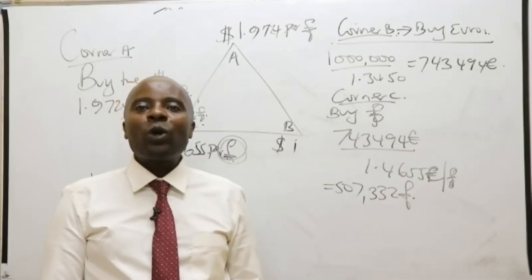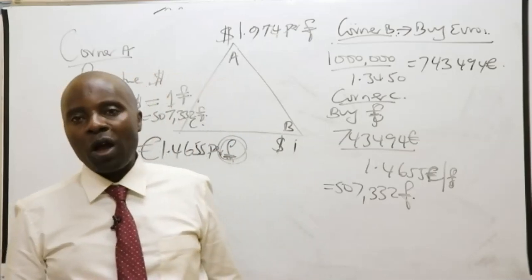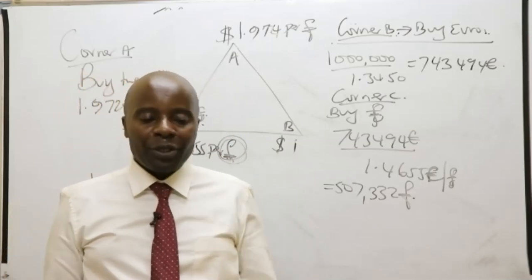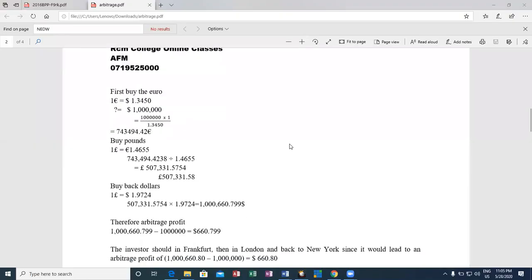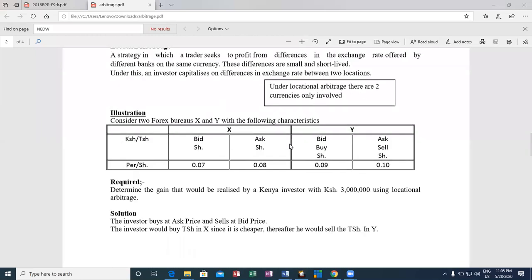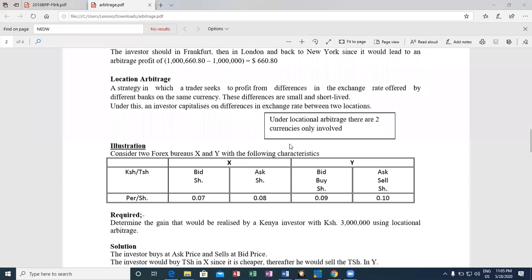So if you allow me, I'll go straight away to the last one, the third one, called the locational arbitrage. Locational arbitrage is quite different from triangular, in the context of the currencies being involved. Under locational, we only consider how many currencies? Two. Under triangular, how many? Three. So if you're asked to differentiate between the two, please don't forget that under locational we have two currencies, which this astute trader will use to exploit price differentials.